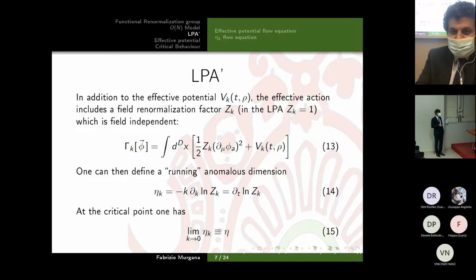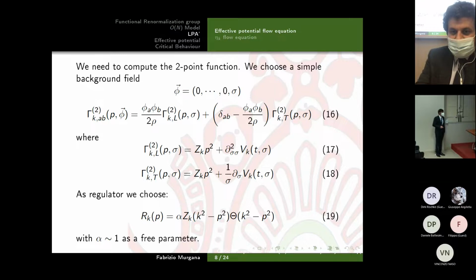So the limit k goes to 0. Now we face some computations, and the first thing to do to compute the effective potential is to choose a background field which is compatible with the O(N) symmetry of the model. And the easiest one you can choose is just the one which has the nth mode equal to sigma and the others equal to 0. So you end up with the 2-point function, which you need to plug into the flow equation, where you can distinguish the longitudinal and the transverse part of the 2-point function.